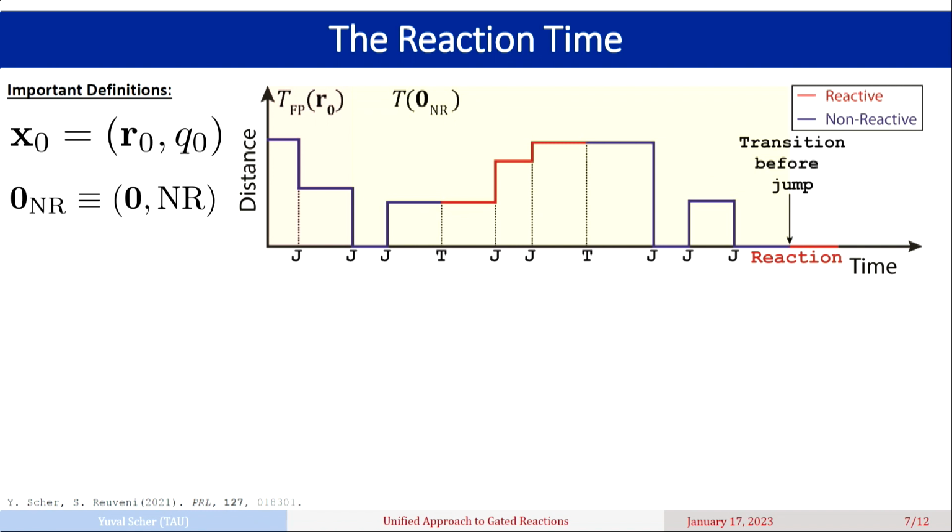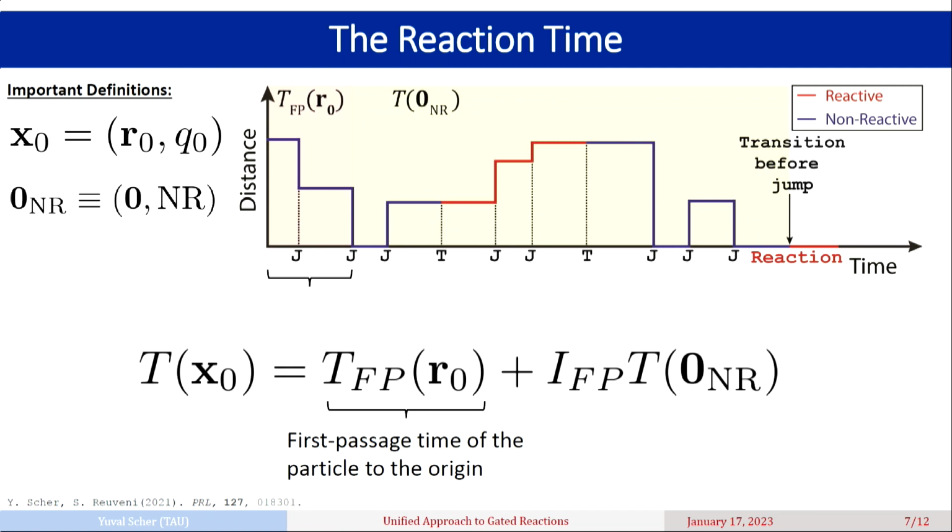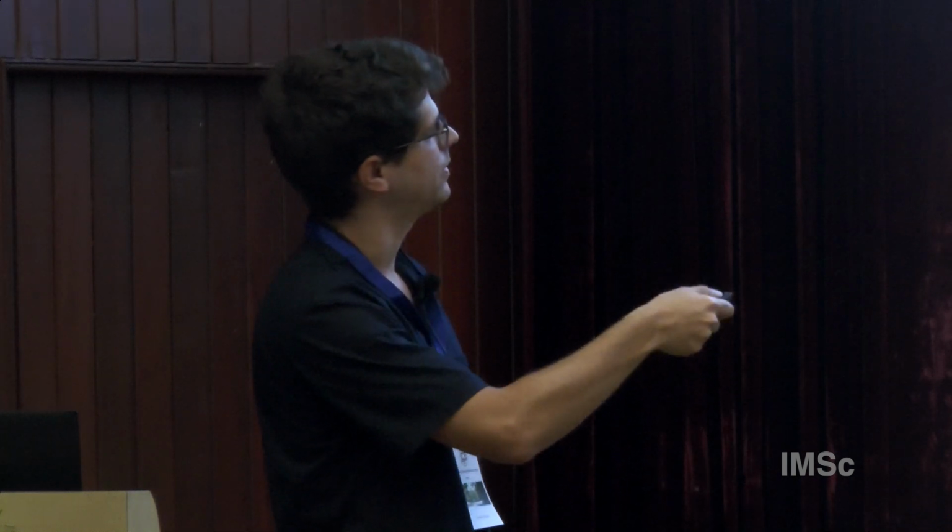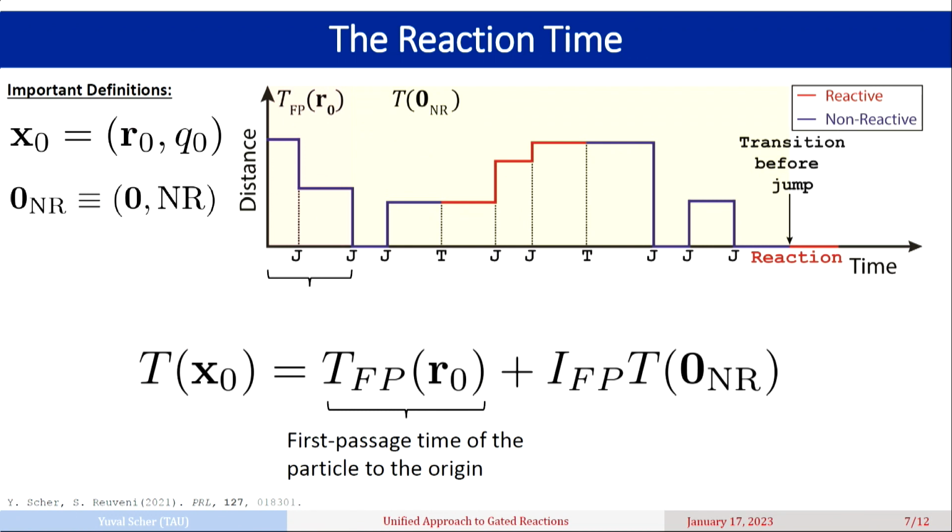So let's say the particle started at a certain location, R0, in a certain state Q0. The first leg is actually simply a first passage. We all know it from elementary books. It's just the regular first passage. But now what happens? The way we deal with it, we write an indicator function. If the system is in the reactive state, the game is over, so this indicator function will get the value 0, and if not, it will get the value 1, and we continue from here. So now we are at 0, meaning on the target, and in the non-reactive state.